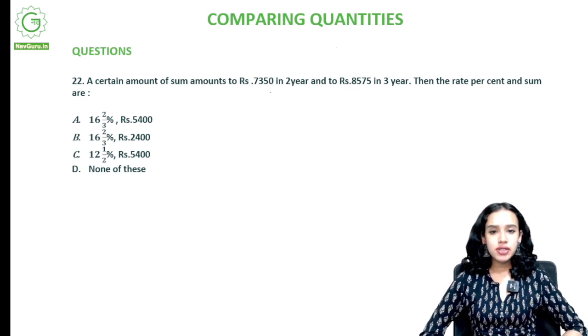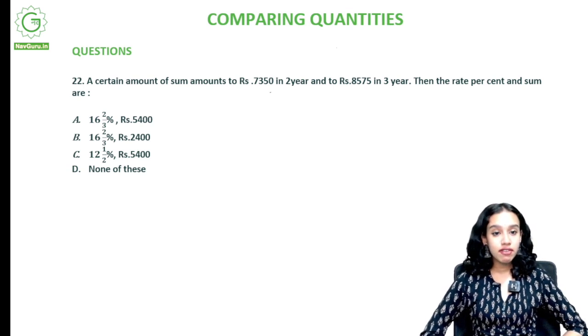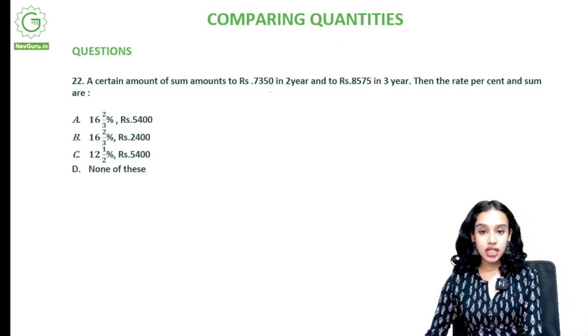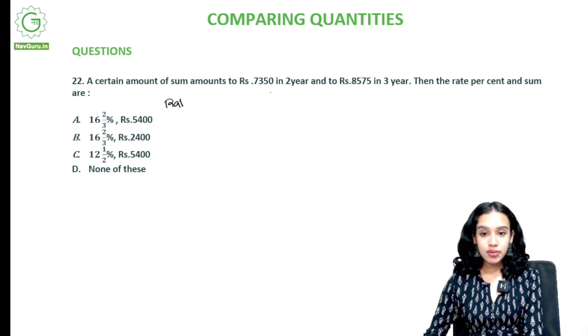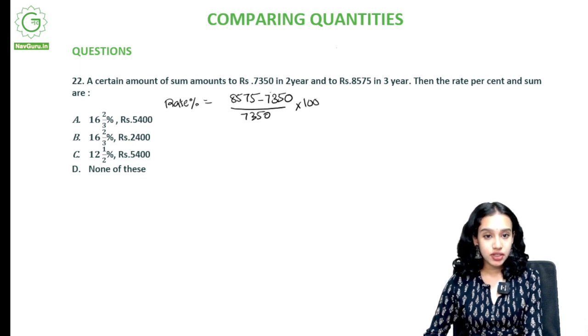A certain sum amounts to rupees 7,350 in 2 years and to rupees 8,575 in 3 years. Then the rate percent and sum are. So first let's find the rate percent. So rate percent would be equal to 8,575 minus 7,350 divided by 7,350 into 100, right? This is the change in amount.